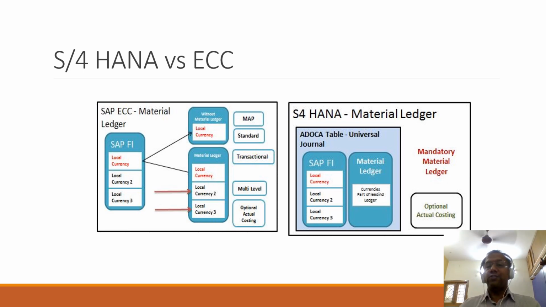Optional is the actual cost, the same year. But the most important thing is that currencies are part of the leading ledger. Currencies form part of the leading ledger. In the previous slides, I told you there are 8 types of currencies we can maintain in the material ledger. That is why there is a huge difference between ECC versus S4HANA, because of the extensibility of the tables and the extensibility of the business process. It enables the users to effectively use the material ledger concept to evaluate the costing of the inventories.